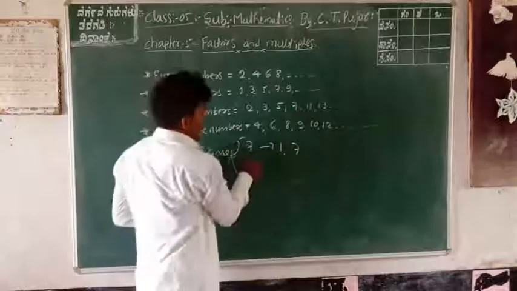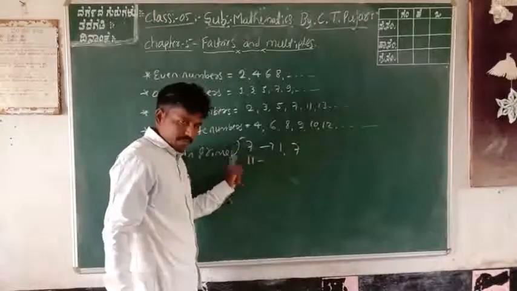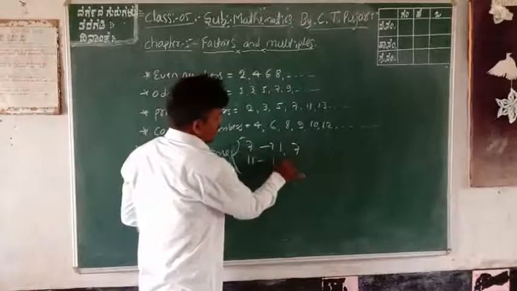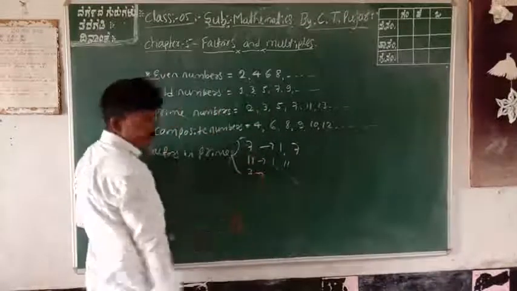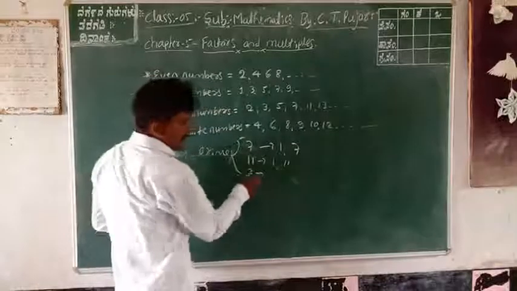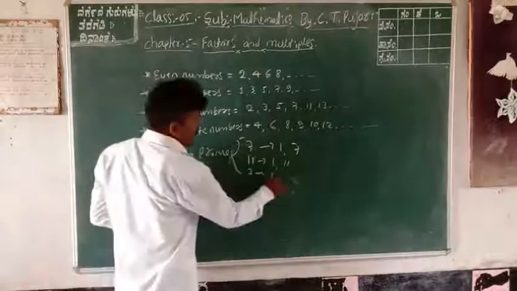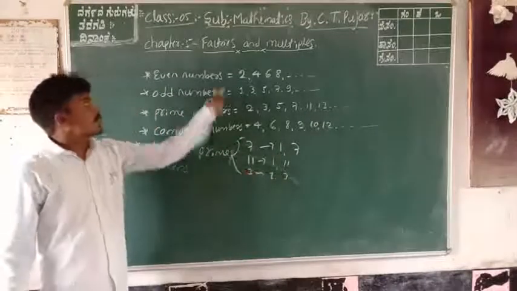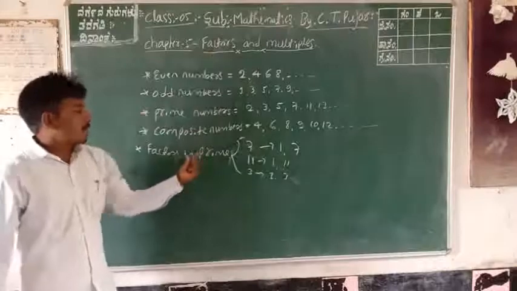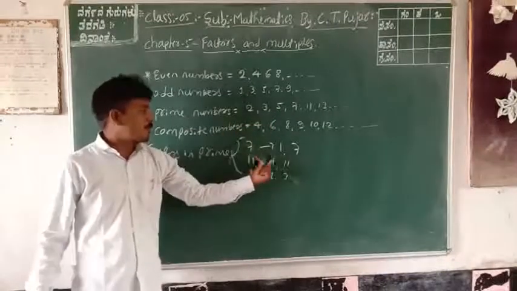Next, 11. 11 is a prime. Its factors are only 1 and 11. And also 3. 3 is a prime. This prime number's factors are only 1 and 3. These are the factors of prime numbers. All prime numbers have only two factors.